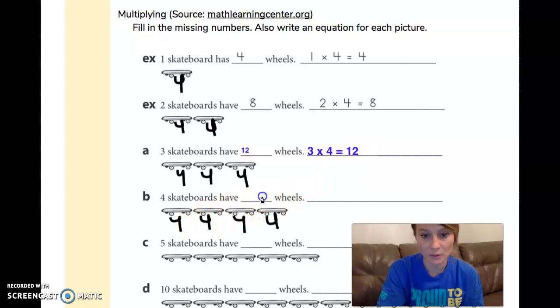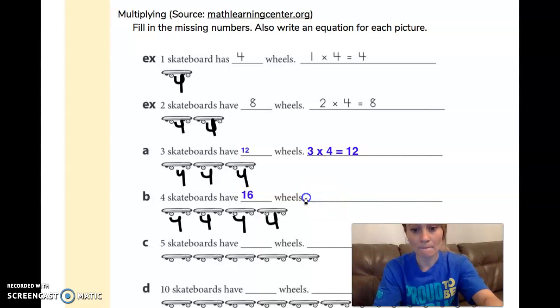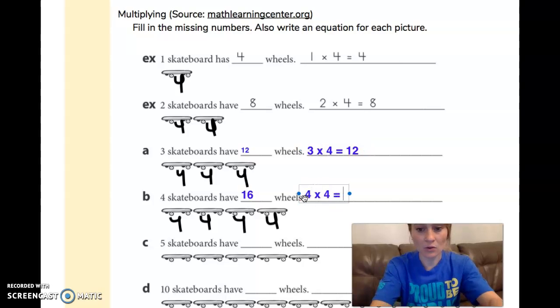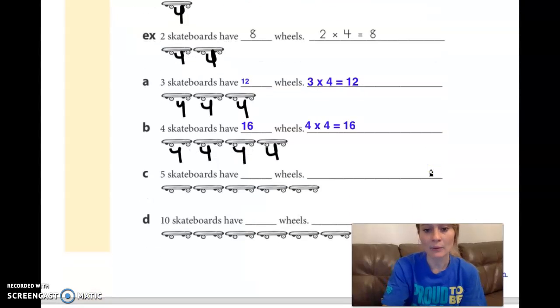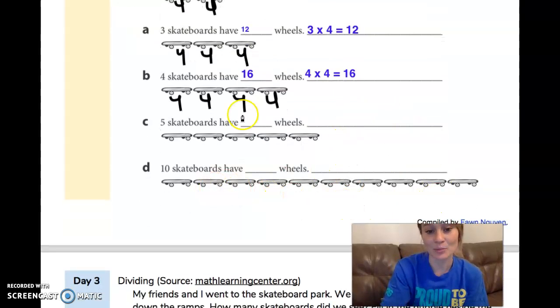What would this one be? 4 skateboards have 16 wheels. So 4, let's see if this writes here. Here we go. 4 times 4 equals 16. Now, I want you guys to finish these next problems. This is kind of fun. It goes to 5, and then it jumps to 10 skateboards. So you can put 4 on each of them, but I need a multiplication problem here, okay?